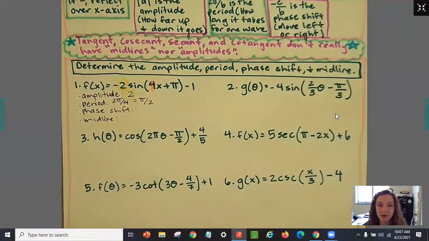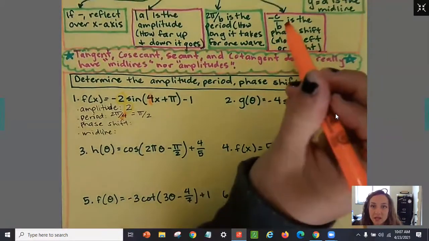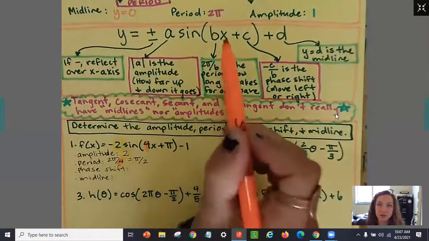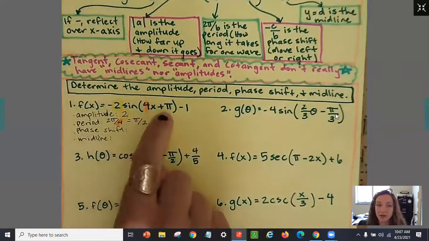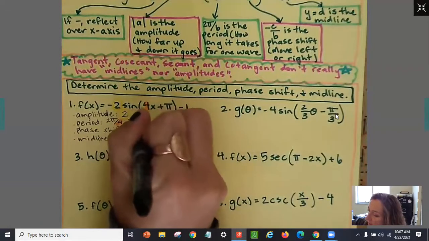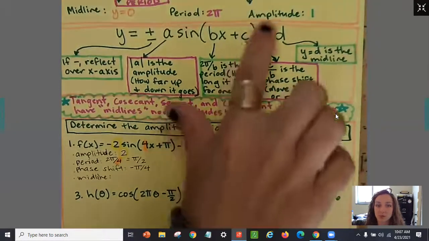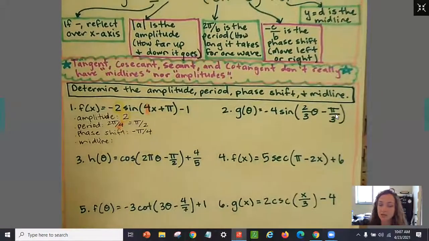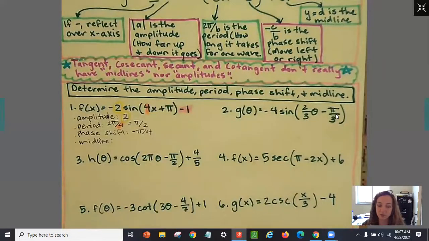All right, now let's talk about the phase shift. So the phase shift is negative c over b. The c value is the one right here, and b is the number in front of x. So we're going to do negative pi divided by 4. And that actually doesn't reduce, so we're just going to leave that as negative pi divided by 4. Then with the midline, it's just going to be y equals d, so y equals the number on the end. And the number on the end is -1, so that means that our midline is y equals -1.